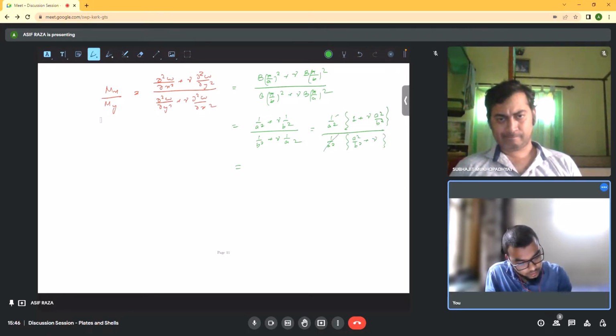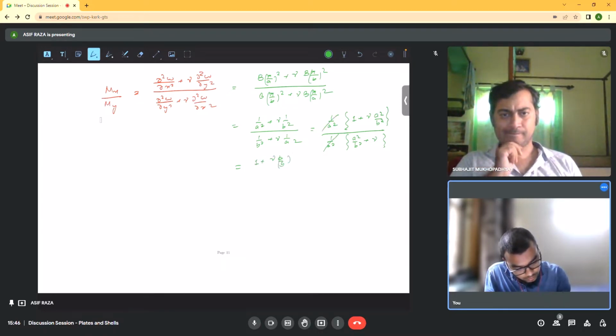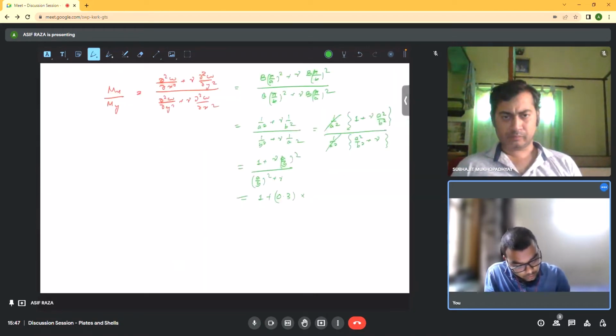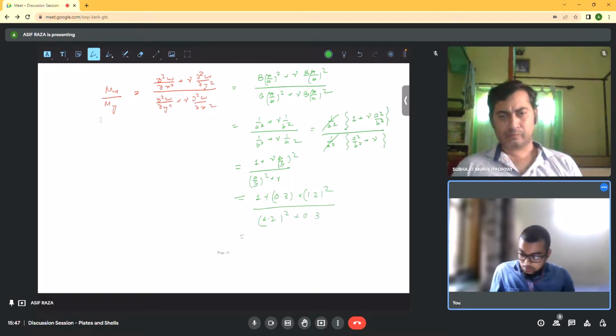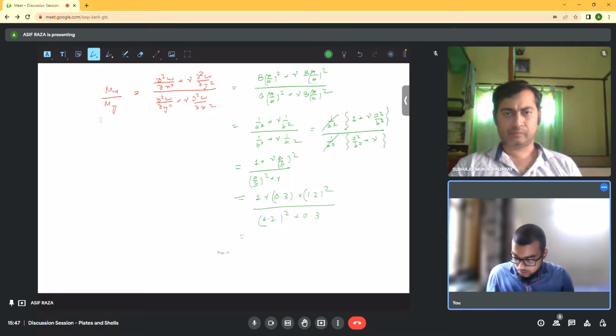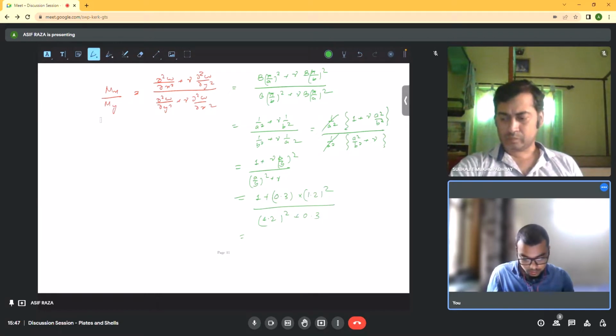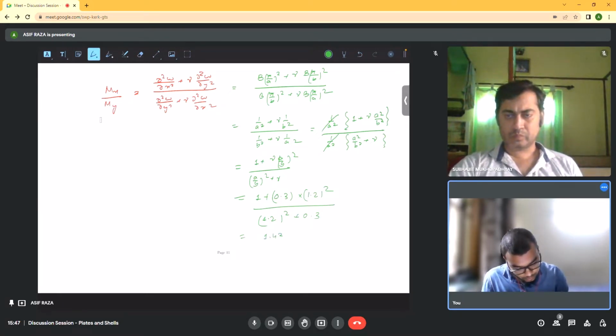So this cancels out, we have 1 plus mu A by B whole square, over A by B whole square plus mu. Mu value we have as 0.3 and A by B value as 1.2. So this will give me 0.3 times 1.2 times 1.2 plus 1, 1.432, right.